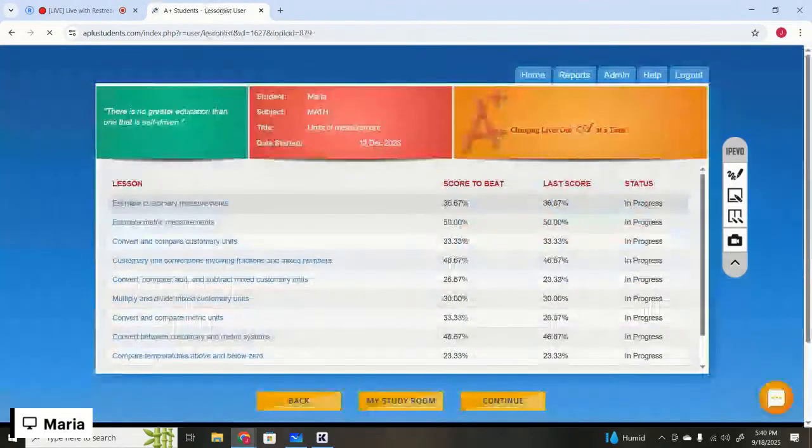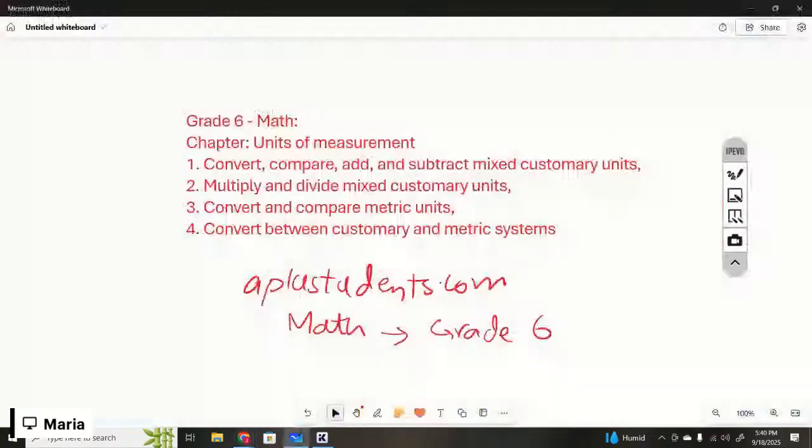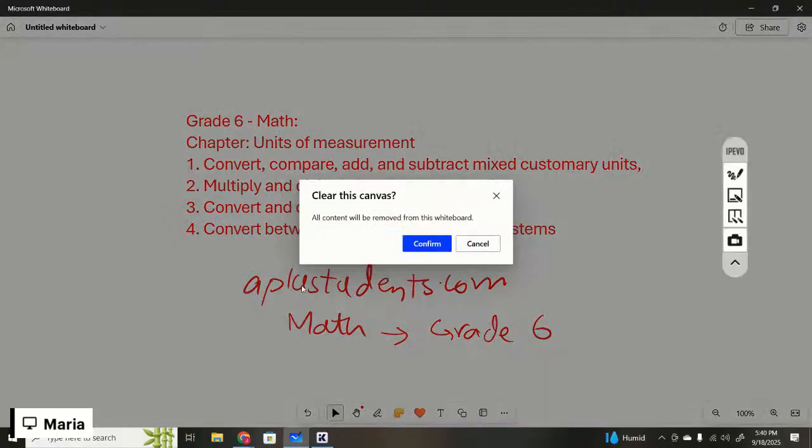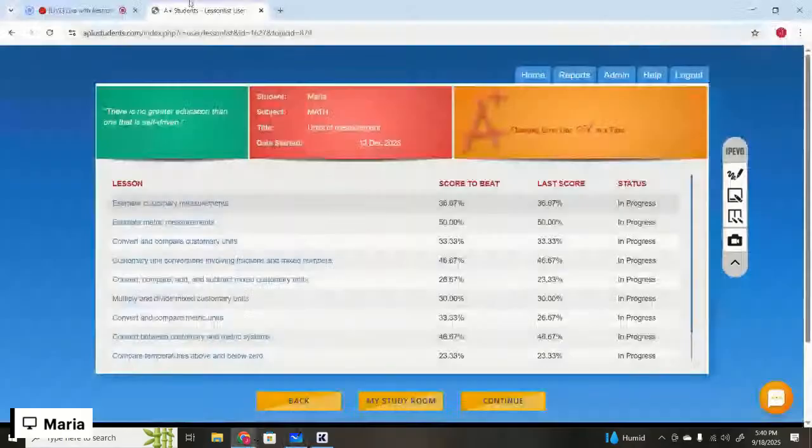So we were working on grade 6 math. The chapter we were working on is unit of measurement. The lessons we have covered today are convert, compare, add and subtract mixed customary units, multiply and divide mixed customary units, convert and compare metric units, and convert between customary and metric systems. So please make sure before the next session you complete all the practice questions for the lessons we just did. That is your homework for the next session.